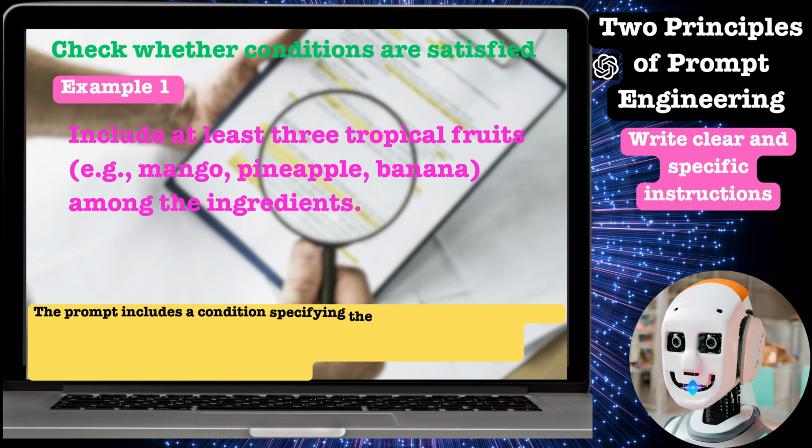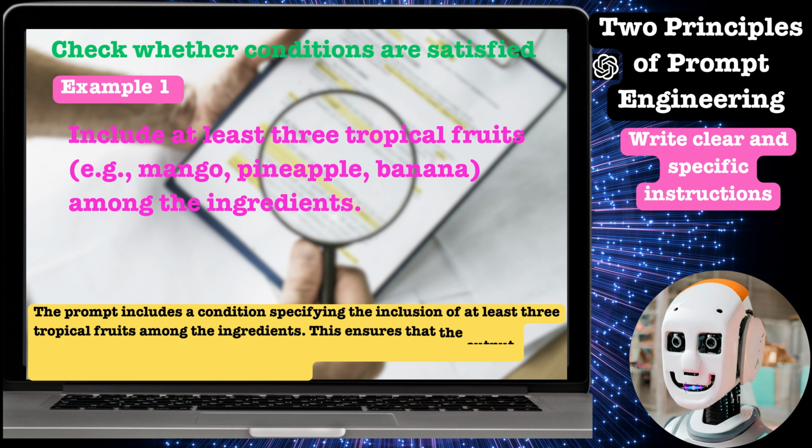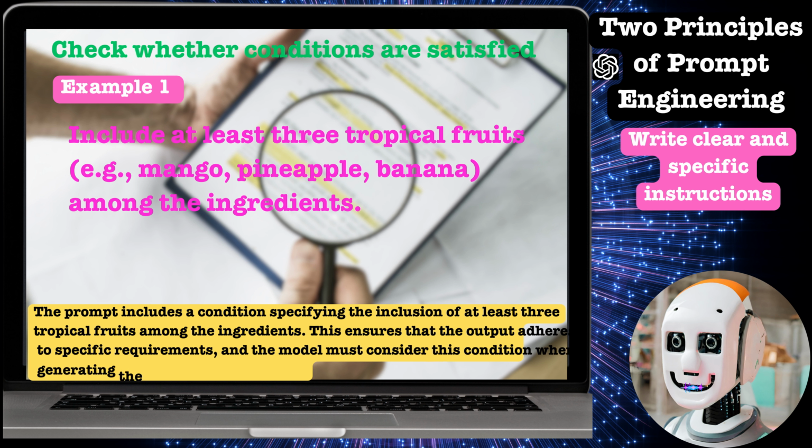Tactic 3. Check whether conditions are satisfied. The prompt includes a condition specifying the inclusion of at least 3 tropical fruits among the ingredients. This ensures that the output adheres to specific requirements, and the model must consider this condition when generating the recipe. The sample prompt is displayed on the screen.